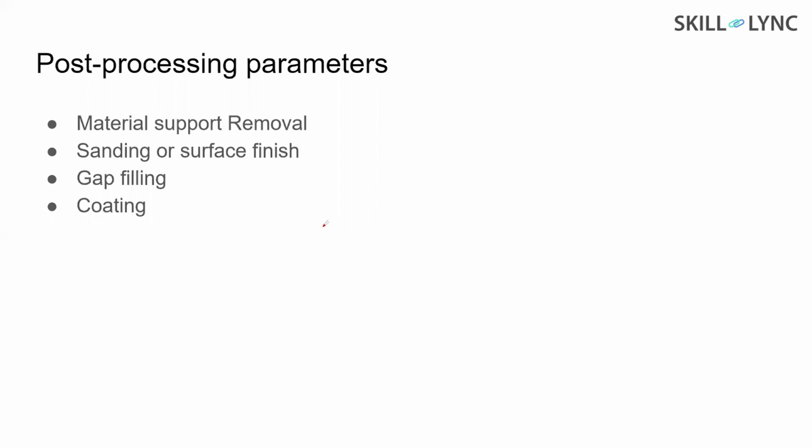And in the case of functional purposes, if you want your material to conduct heat very well, you can coat it with some metal alloys. So all of those things will come under these post processing parameters, right? So after this post processing, what we'll do?